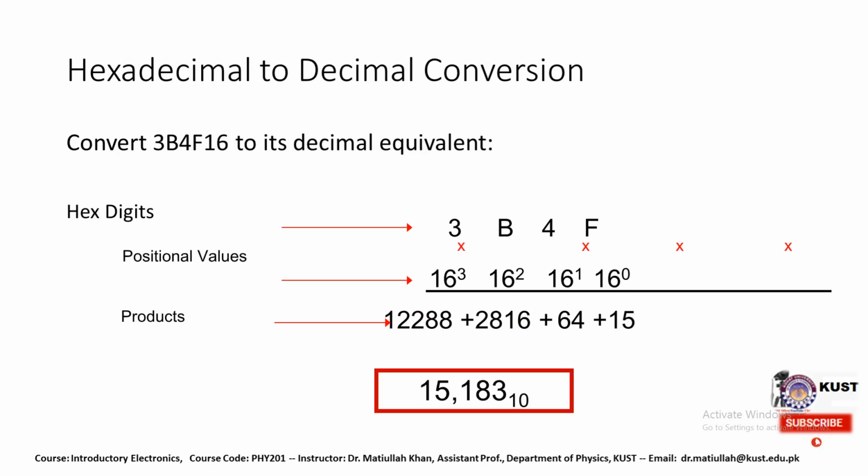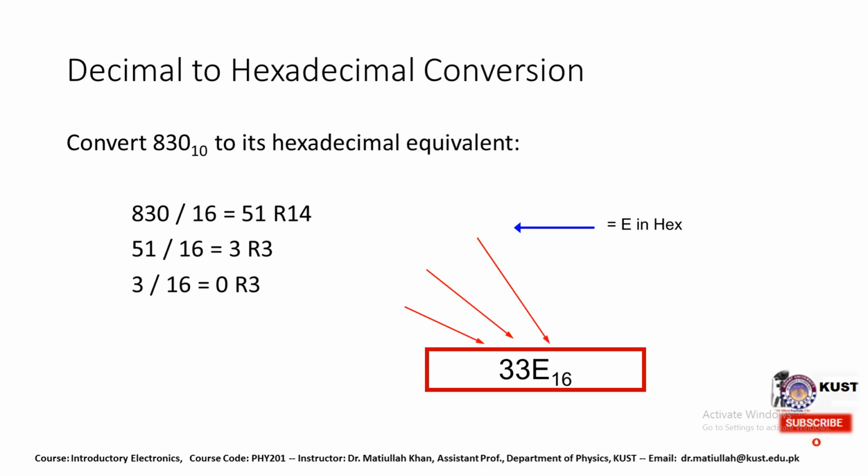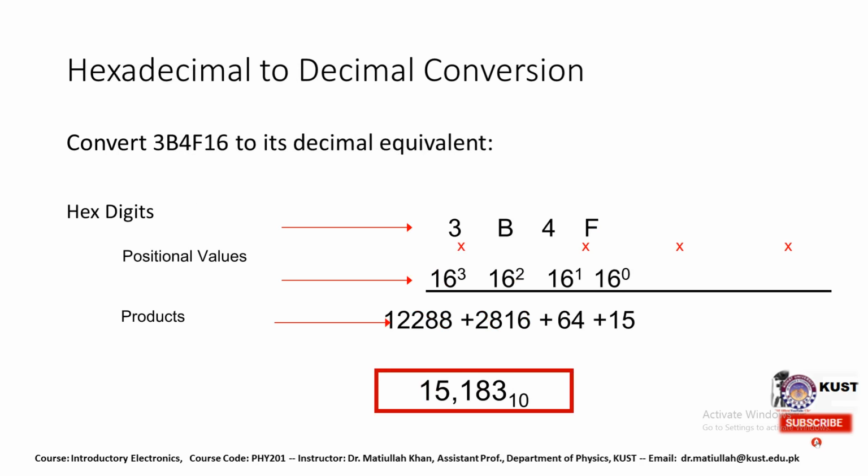This was what we did in this slide, from decimal to hexadecimal. What steps do we need to follow to convert a hexadecimal value to the decimal number system? I mean, to convert some value from hexadecimal to decimal. We have a simple value, 3B4F in base 16, to convert to its decimal equivalent. The hex digits in this case are 3B4F.